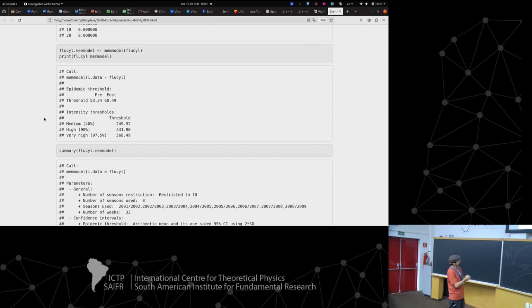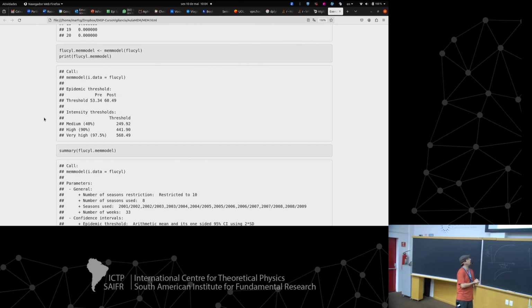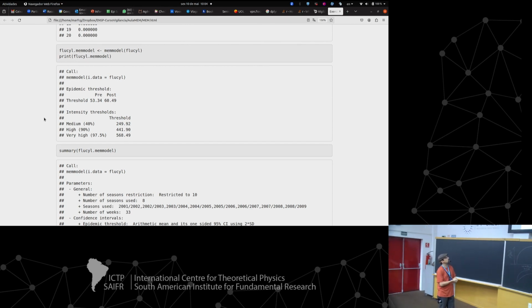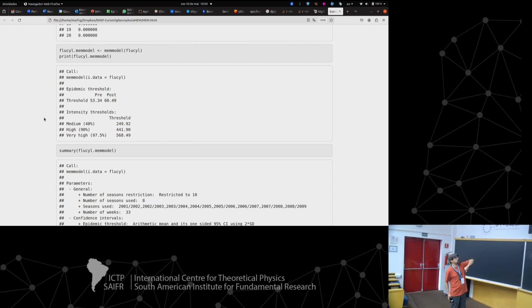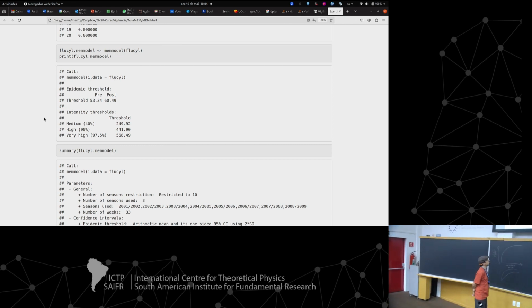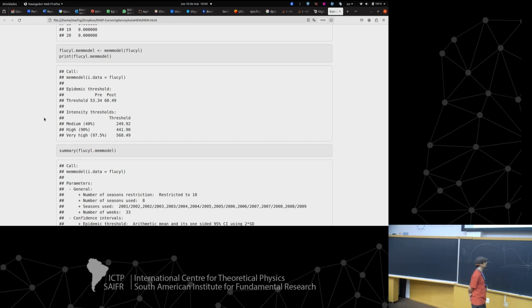So now, the information on that object, if we just call the print function on top of that, gives you just the fundamentals. Okay? The pre-epidemic and post-epidemic thresholds, and what it calls the intensity thresholds. What are the intensity thresholds?